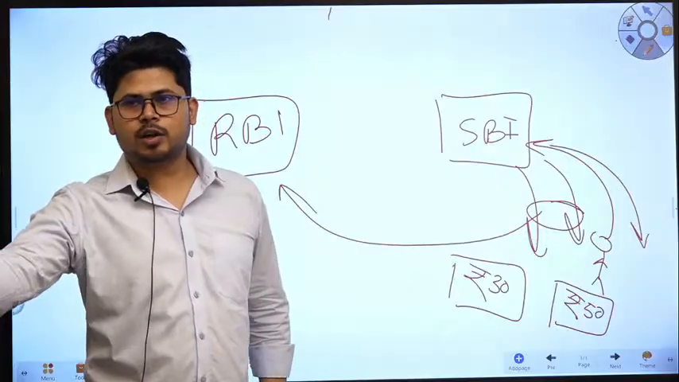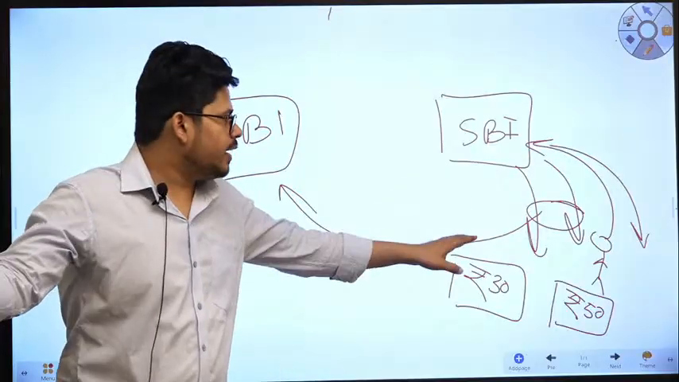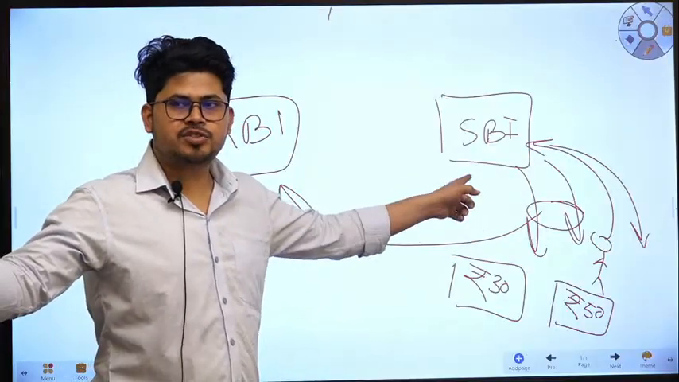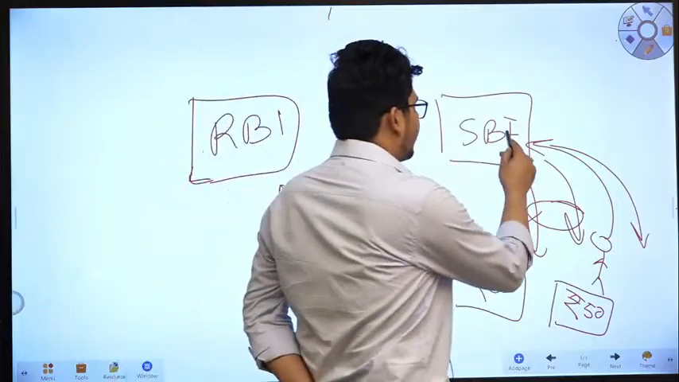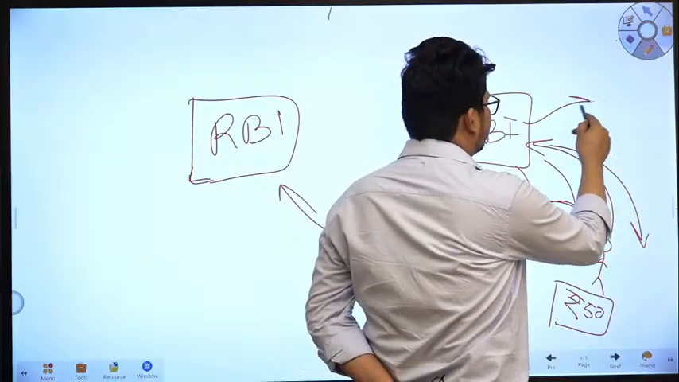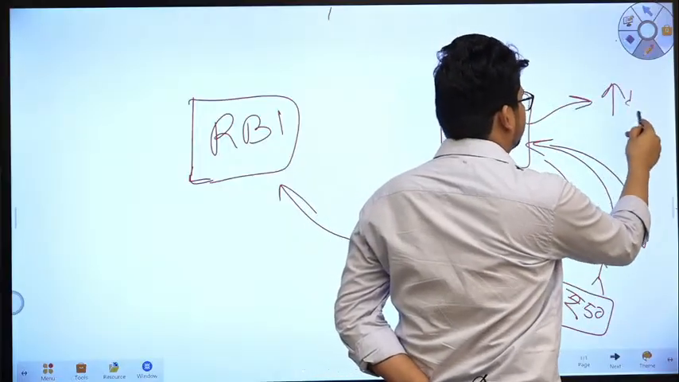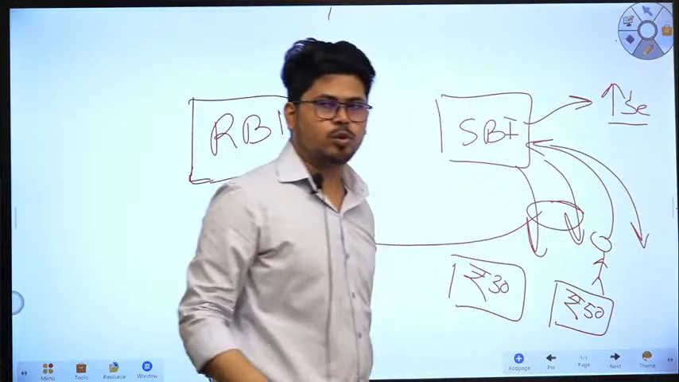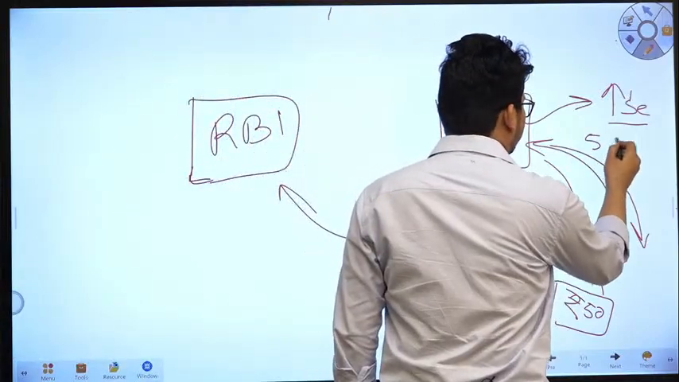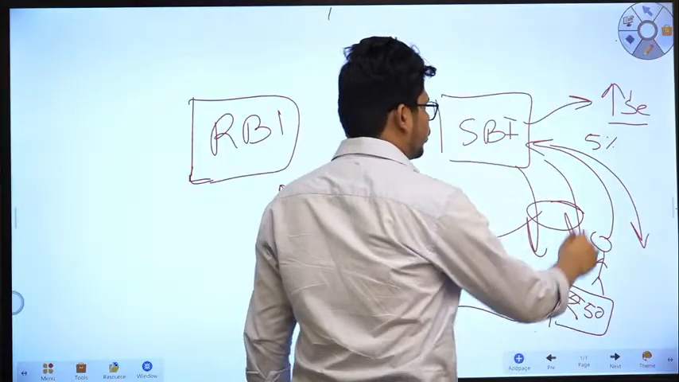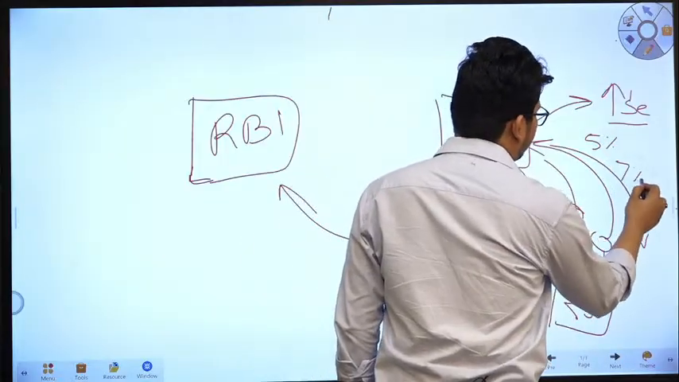RBI needs to suck this money out of the system, or RBI can do it otherwise by restricting the flow of money in the market. How? If somehow SBI increases the rate of interest that it charges on its loans, okay. For example, earlier someone was getting a loan at 5%, and now they started getting a loan at 7%.